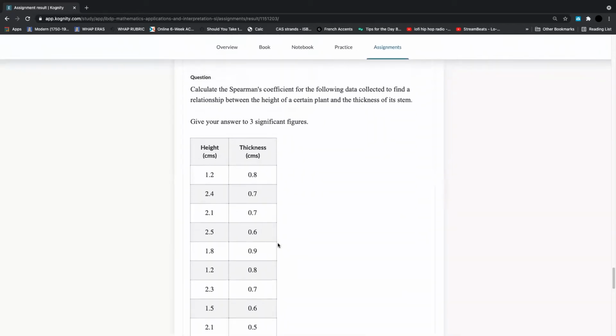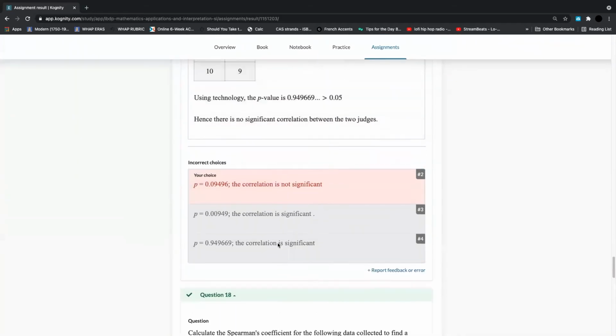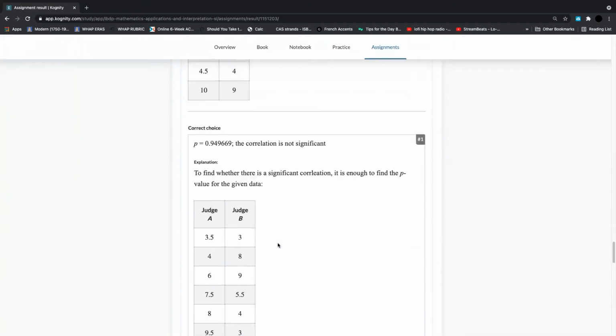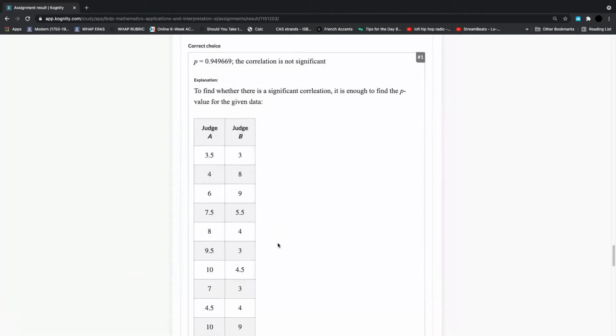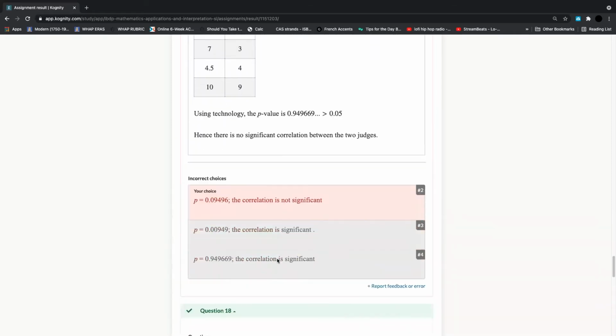So for 18, was it 18? The other one, 17, sorry. For that one, I got 0.94966. Okay, great. So that's F, and that's the linear regression t-test. Not bad to know, but I wouldn't worry about it too much if I were you. Nice. Okay. Cool. Yep, thanks.